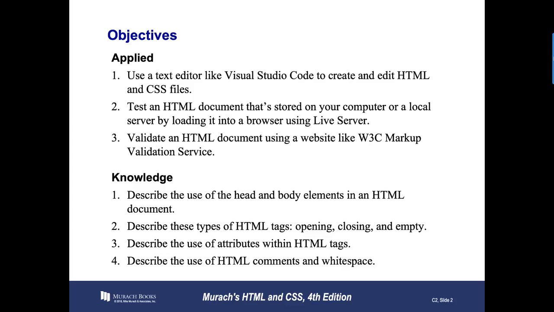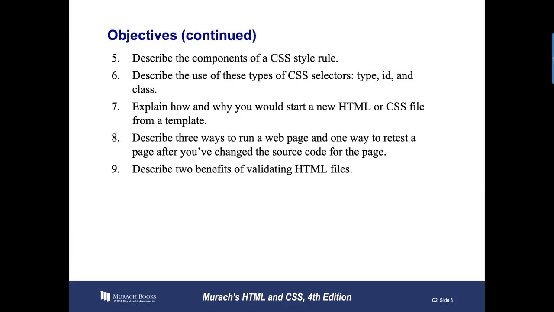You should be able to describe the use of the head and body elements in an HTML document. Describe these types of HTML tags: opening, closing, and empty tags. Describe the use of attributes within HTML tags. Fourth, describe the use of HTML comments and whitespace. And number 5, describe the components of a CSS style rule. Number 6, describe the use of these types of CSS selectors: type, ID, and class.